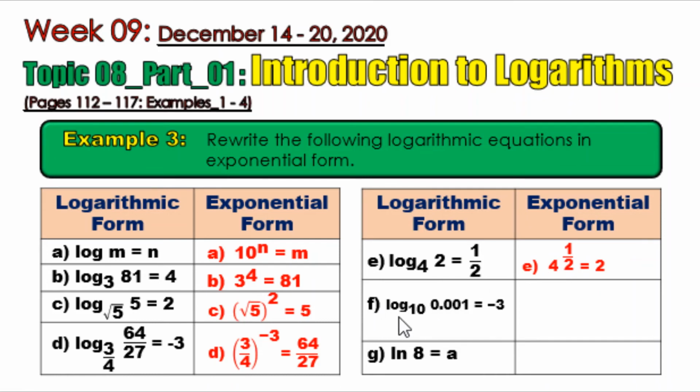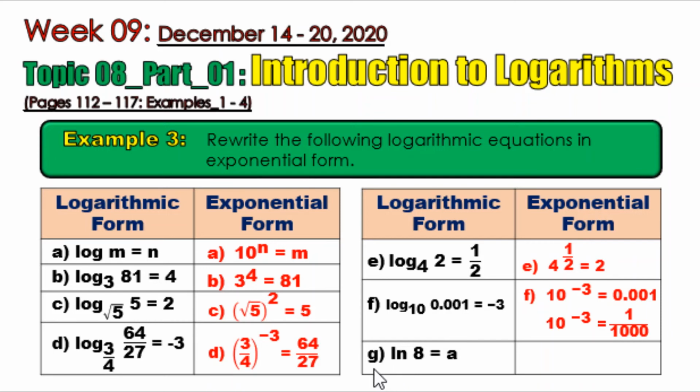For letter F, logarithm of 0.001 to the base 10 is equal to negative 3. What do you think is its exponential form? The answer is 10 raised to negative 3 is equal to 0.001, or we can also rewrite this as 10 raised to negative 3 is equal to 1 over 1000. This one is in decimal form, and the other one is in fractional form.